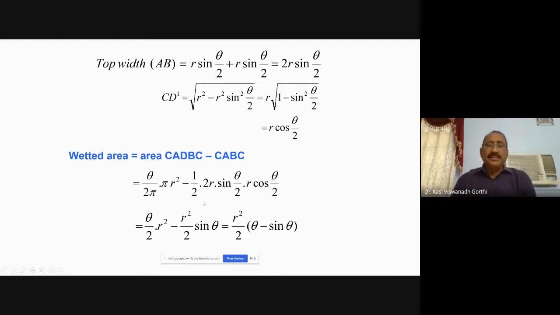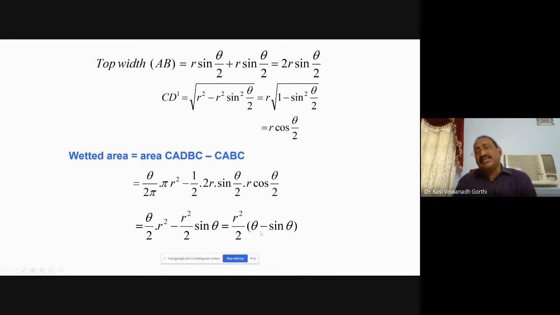Simplifying this, you will be getting theta by 2 into R square. Pi gets cancelled here. Theta by 2 into R square minus R into R, so R square by 2 into 2 sin theta by 2 cos theta by 2. So 2 sin theta by 2 cos theta by 2 is sin theta. So you have theta by 2 into R square minus R square by 2 into sin theta. Take out R square by 2 from both the terms. R square by 2 into theta minus sin theta is the wetted area.